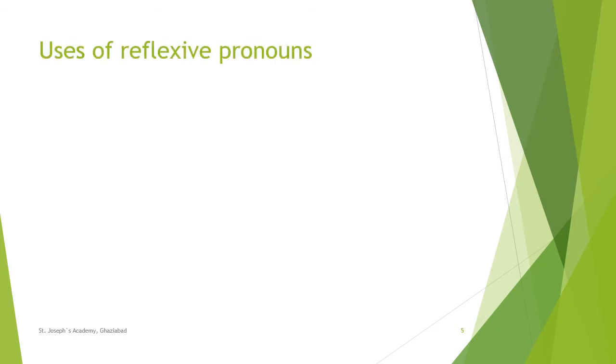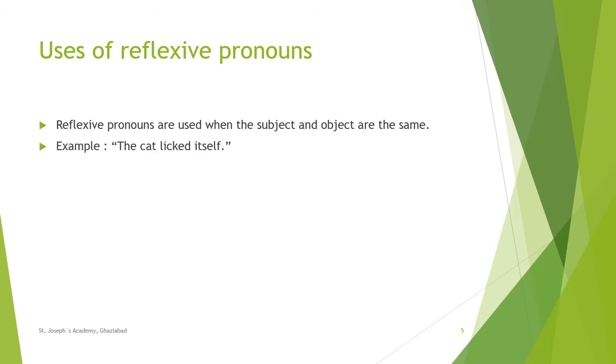Now we come to the uses of reflexive pronouns. Reflexive pronouns are used when the subject and object are the same. For example, the cat licked itself. In this sentence, the subject is the cat and the object is itself. The cat has licked itself only. Both the subject and the object are the same.